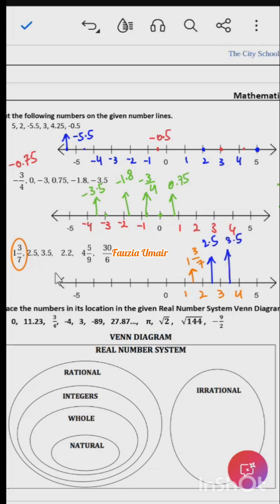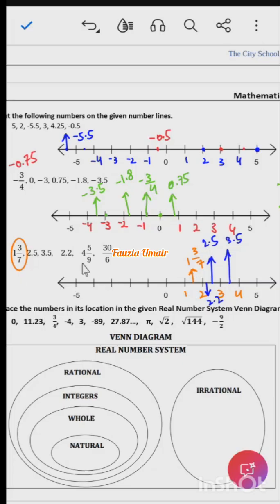So what about 2.2? Ma'am, the 2.5 is already there. 2.2 is near to 2 and between 2 and 3. Not near 2. Yes, 2.2. ठीक है? It should be to the left of 2.5, towards 2.